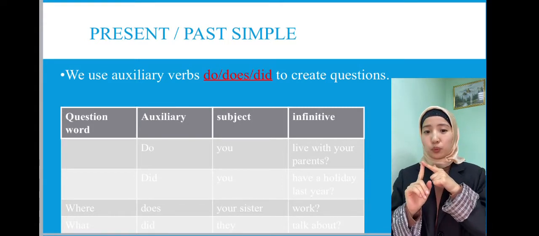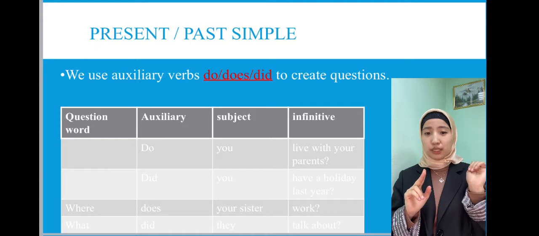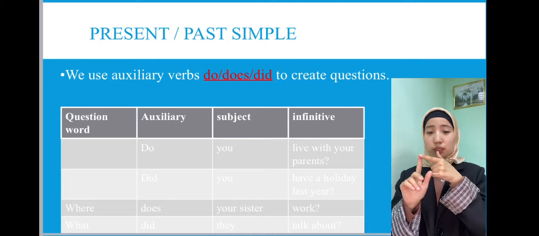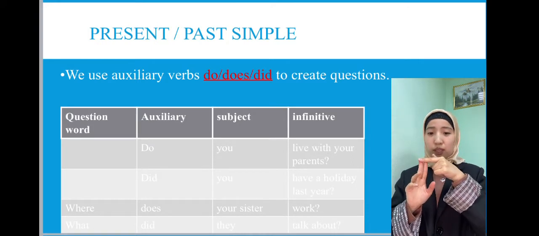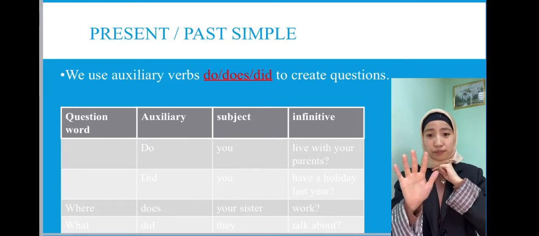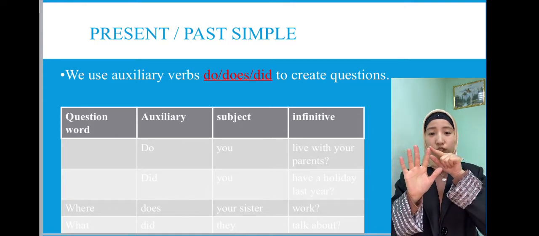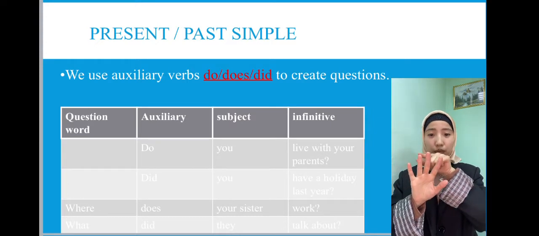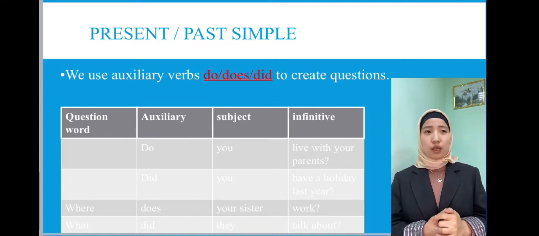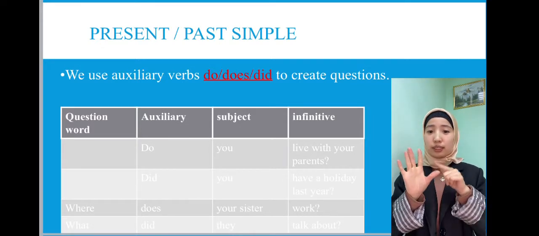We put do when we say I, we, they, you. Does, we use with he, she, it. Then main verb. So question word, do or does, then subject, then main verb. After this, other components. It's very simple. For example, where does she work? Where does she work?